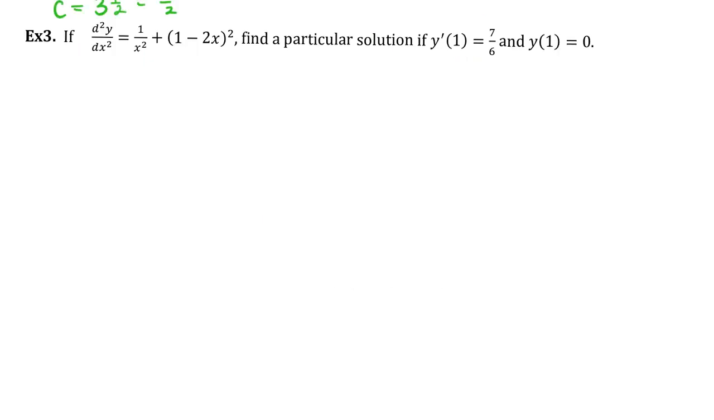Okay, if d squared y over dx squared, so the second derivative, equals 1 over x squared plus the quantity 1 minus 2x squared, find a particular solution if y prime of 1 equals 7/6 and y of 1 equals 0. Okay, so we're going to have to do quite a bit to get here. Okay, to start off, let's just take the integral. So if I do the second derivative, sorry. Okay, I'm going to rewrite this as x to the negative 2, because it makes it easier for me to do the power rule.